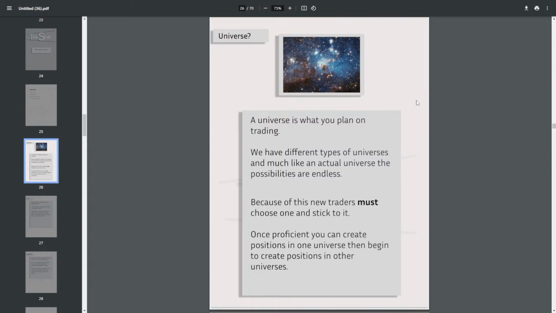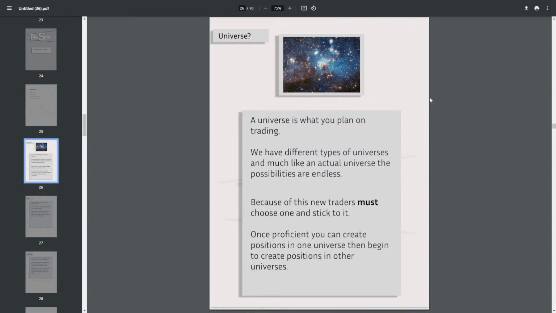And much like an actual universe, like the one we live in, the possibilities are completely endless. And because of this, new traders must choose one and stick to it. And you have to learn it inside and out. And once you're proficient, you can then create positions in one universe and then go to another universe and create positions there as well. So the strat will customize itself to you with the universes. And the other thing is once you get good at one, which we're going to specifically hone in on one for you guys to practice on, then you can broaden your basis.